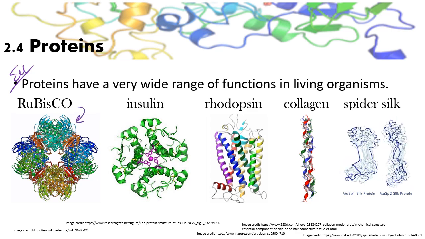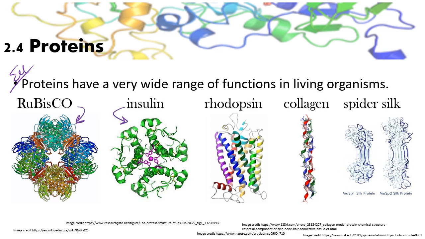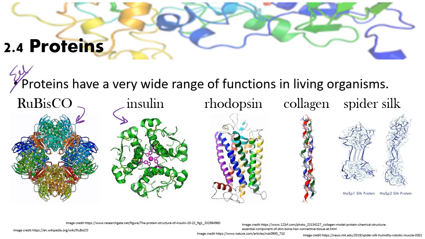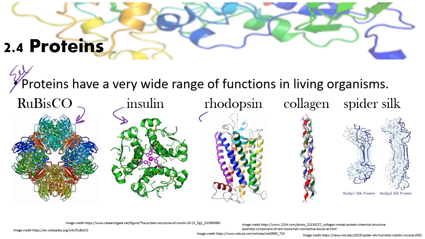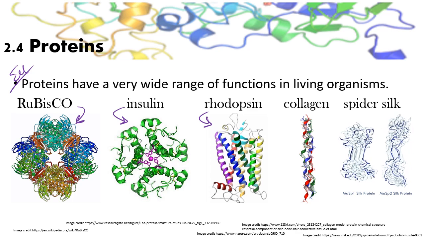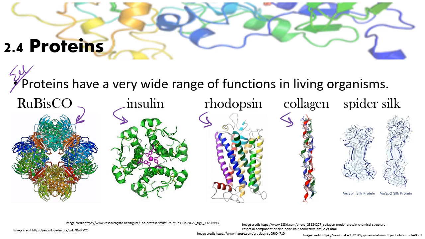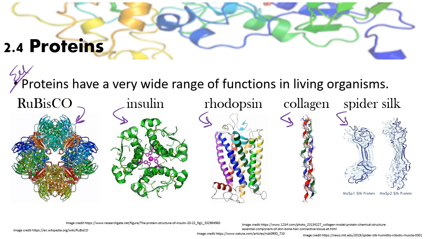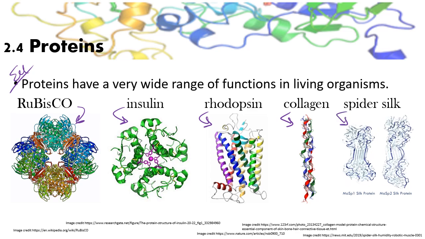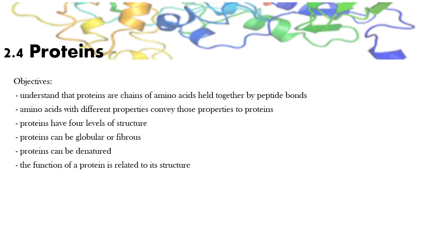We have rubisco in plants, which helps in photosynthesis. Insulin is a mammalian hormone that regulates blood sugar levels. Rhodopsin in our eyeballs helps us perceive visual information. Collagen is a structural protein found in our skin, and of course spider silk is what spiders use to build their most amazing webs.